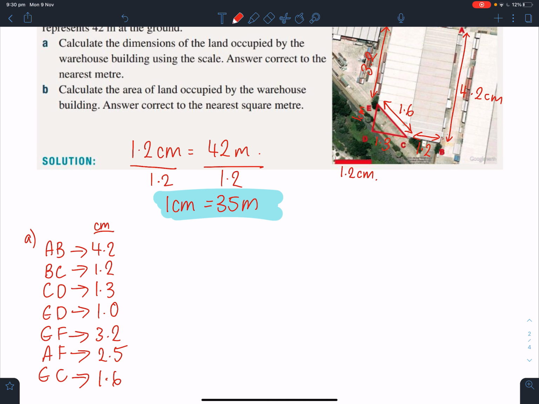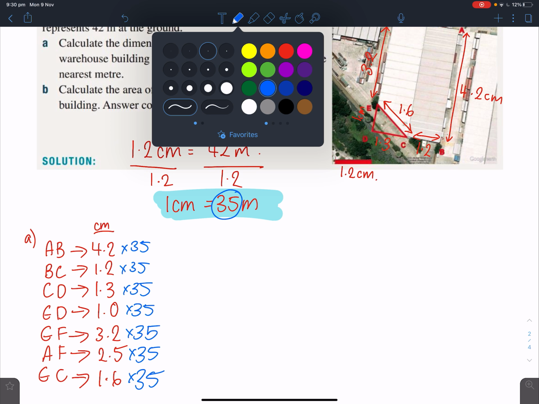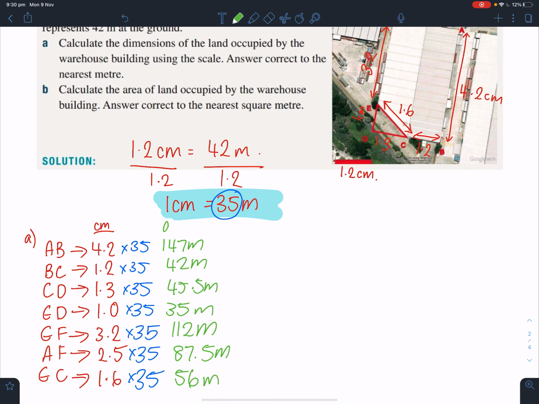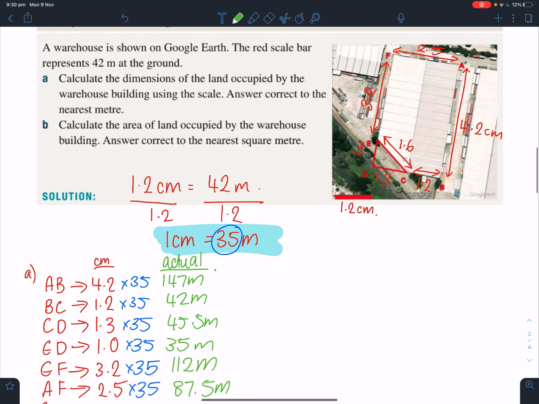Now we want to convert them to their actual lengths, so we're going to multiply each of them by our scale, which is 35. Times them all by 35. Just use another colour so we don't get confused. You'll get 147 meters, 42 meters, 45.5 meters, 35 meters, 112 meters, 87.5 meters, and 56 meters. So that's actual. That's all your dimensions.